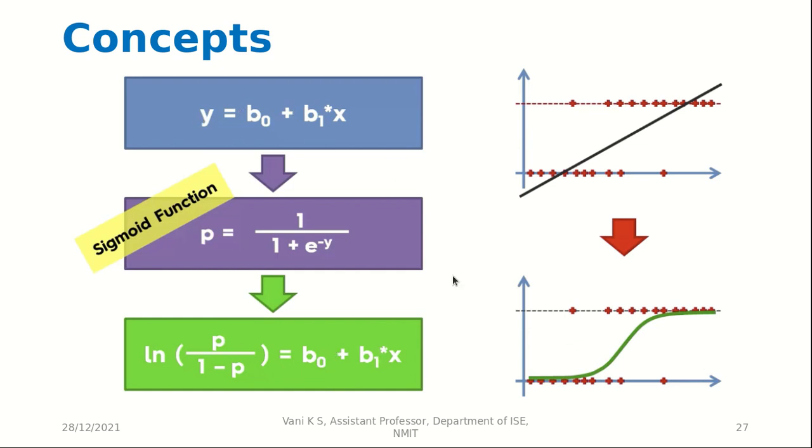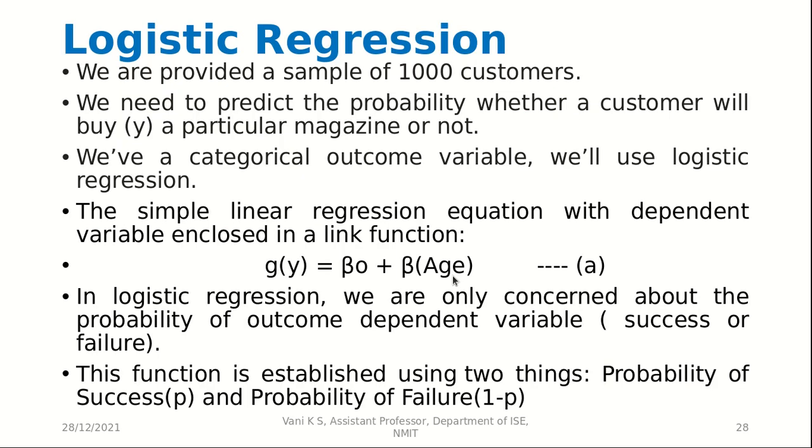Now we are provided a sample of 1000 customers. We need to predict the probability whether a customer will buy a particular magazine or not. We have a categorical outcome variable, so we will use logistic regression: the simple linear regression equation with the dependent variable enclosed in a link function. So what we can say is g of y is equal to beta naught plus beta into age, whatever the age of the person is. We are taking age just as one input variable.